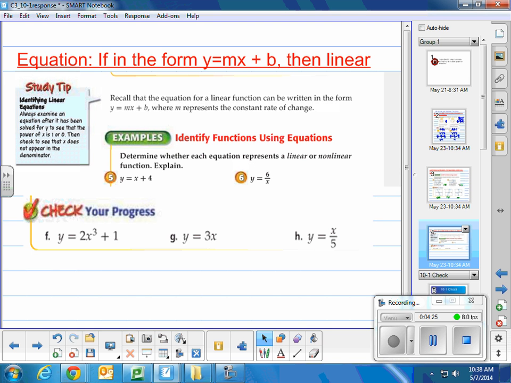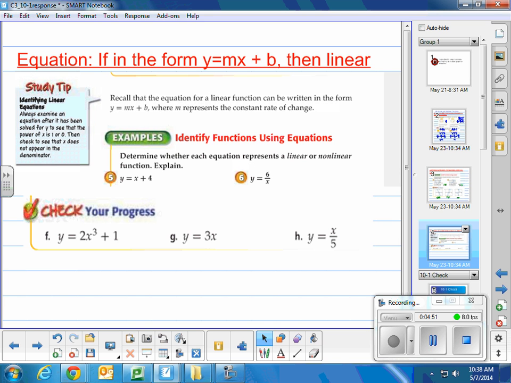It says identifying linear equations. Always examine an equation after it has been solved for y to see that the power of x is 1 or 0. Then check to see that x does not appear in the denominator. Basically, you don't want to have any exponents or it's not going to be linear, and you also don't want x in the denominator when you have it solved for y.